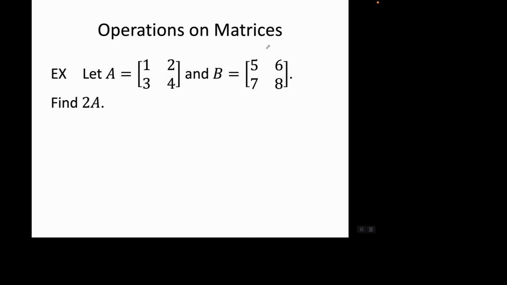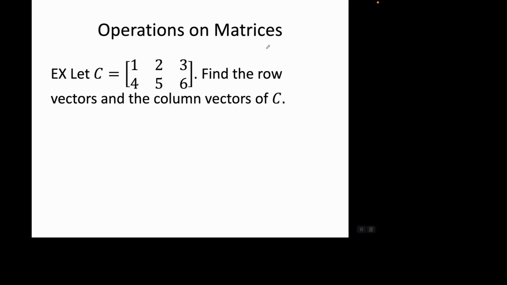Let A equal 1, 2, 3, 4, B equal 5, 6, 7, 8. Find 2A. That's going to be twice A. We just multiply all the entries in A by 2. So we get 2, 4, 6, 8.